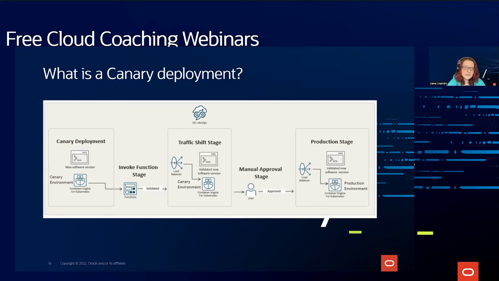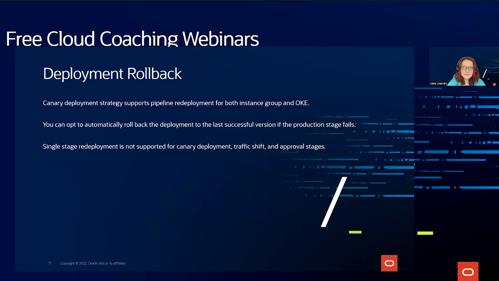And now let's take a look at what the rollback looks like in this strategy. You can do pipeline redeployment for both instance group and Kubernetes clusters. You can opt to automatically roll back the deployment to the last successful version in case your production stage fails. And again, single stage redeployment here is not supported for Canary deployment or for traffic shift or for the approval stages.